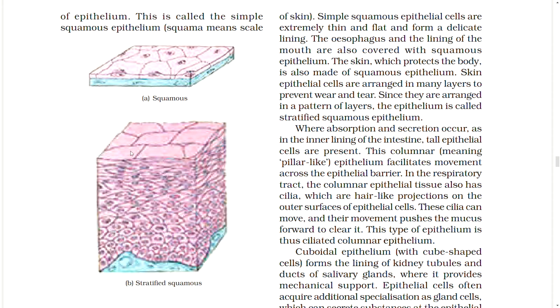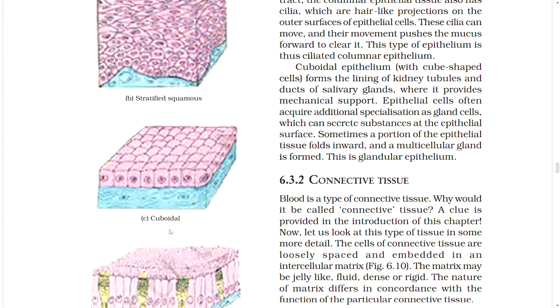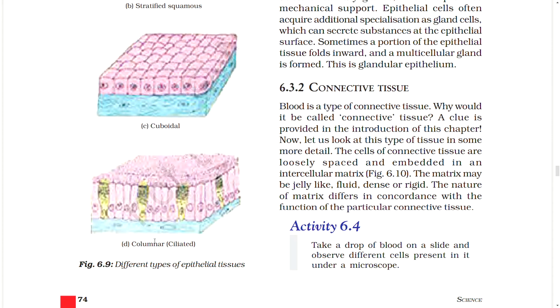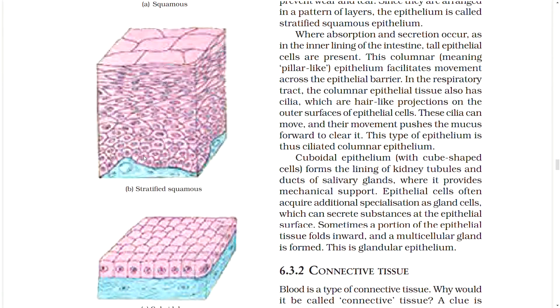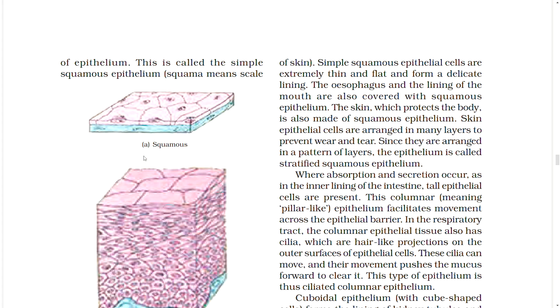A. Squamous. B. Stratified squamous. C. Cuboidal. D. Columnar ciliated. Figure: Different types of epithelial tissues. Simple squamous epithelial cells are extremely thin and flat and form a delicate lining. The esophagus and the lining of the mouth are also covered with squamous epithelium. The skin, which protects the body, is also made of squamous epithelium.